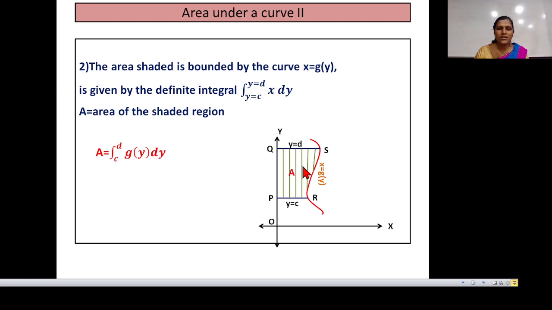So our area A is replaced here with this representation. This will be your area A, and you have to integrate this between y is equal to c to y is equal to d. So we will find this area with the formula integral from y is equal to c to y is equal to d of x dy. As your area is along the y-axis, that's why your curve will be replaced by x is equal to g of y, and we will integrate this with respect to dy. So your formula will be changed like this: A is equal to integral c to d g of y dy.